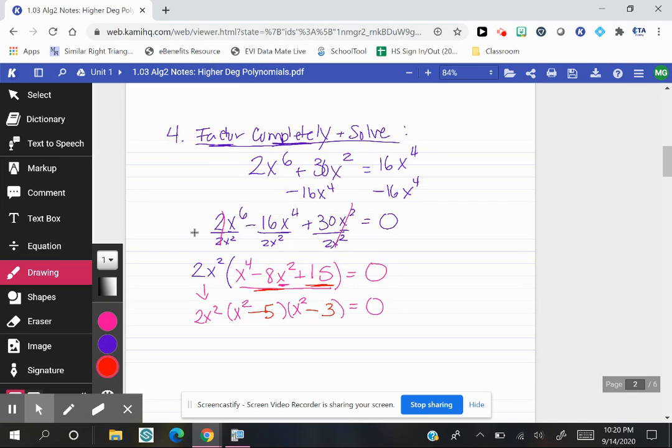And then we look to see, can we factor any of these further? Well, no, because 5 and 3 are not perfect squares. So that's as far as we can take it. So now we're going to draw a line between each factor and set each of them equal to 0. Again, this is a very important step that you must show. So show me that each factor is equal to 0, then go through and solve.